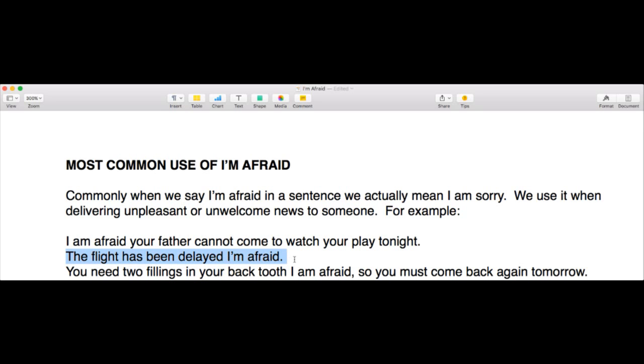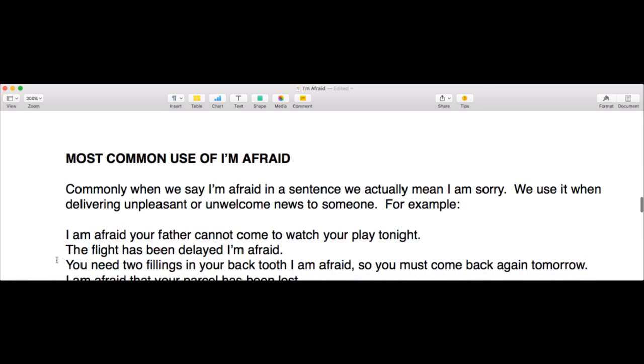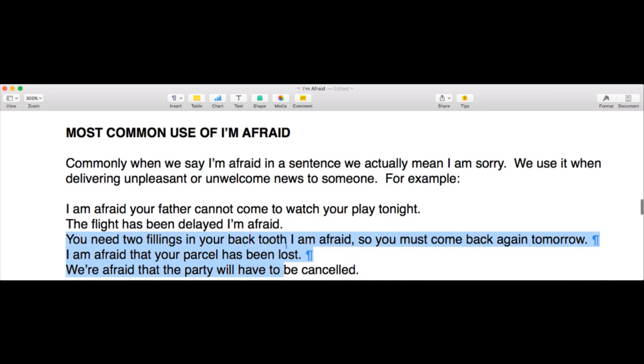I'm sorry. And here at the dentist, you need 2 fillings in your back tooth, I am afraid. So you must come back again tomorrow. Gosh, nobody likes to visit the dentist twice in 1 week. So that means I'm sorry, but you need 2 fillings.